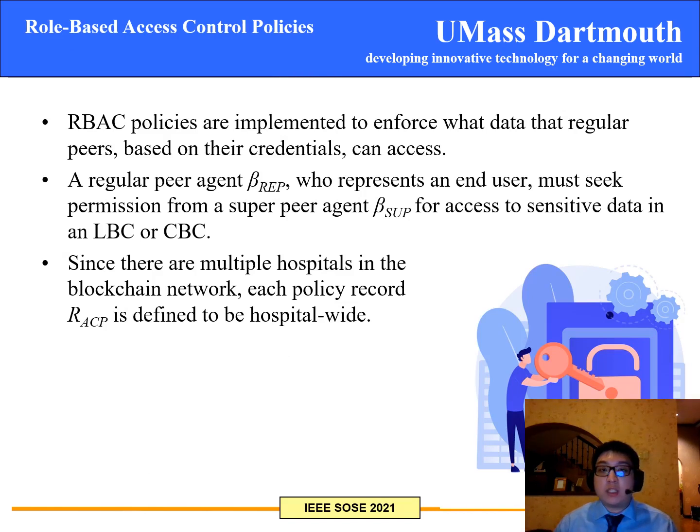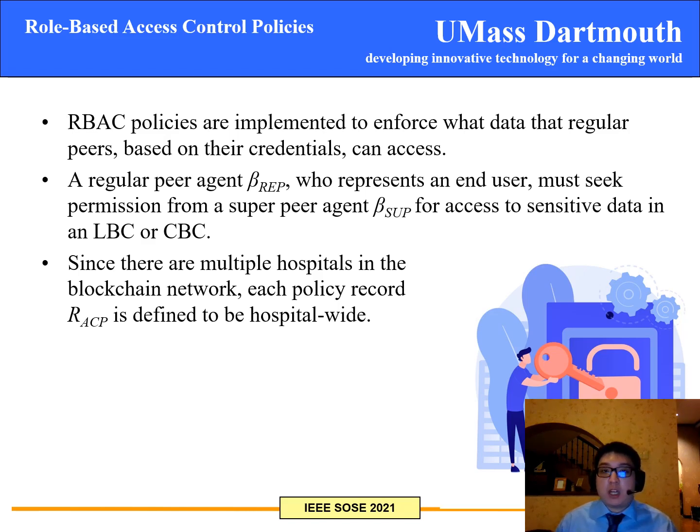Role-based access control policies are implemented to enforce what data regular peers can access based on their credentials. A regular peer agent who represents an end user must seek permission from a super peer agent for access to sensitive data such as EHRs in a light blockchain or cloud-based blockchain.